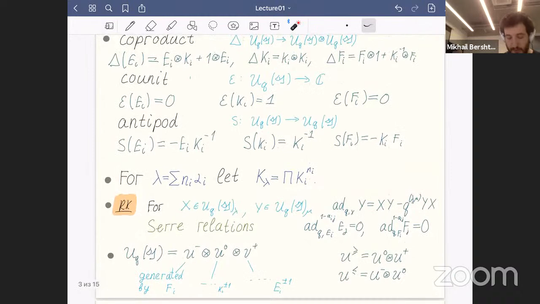Okay, before we move to the next theme, maybe I should recall that as a vector space, this algebra has a triangular decomposition. So it's a tensor product generated by F's, by K's, and by E's. In principle, this is a theorem to prove, but I will not do this. This is not actually the same as the PBW theorem. This is somehow part of the PBW theorem, but not the difficult part. The difficult part is to find some analogs of the Lie algebra generators in U plus and U minus. We will discuss it later. Here, it is just easier. Okay. Any questions?